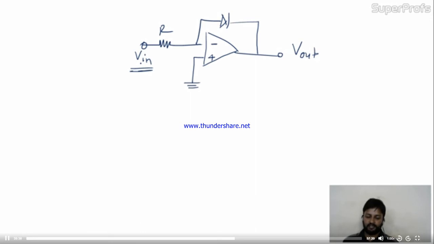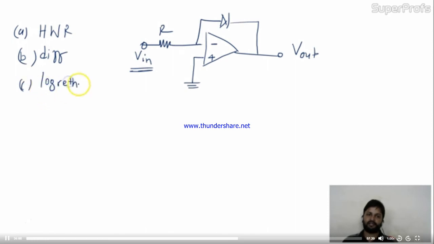The question is, the circuit shown in the figure uses an ideal OPAMP. For small positive values of V in, the circuit works as: option A, half wave rectifier; option B, differentiator; option C, logarithmic amplifier; and option D, exponential amplifier.